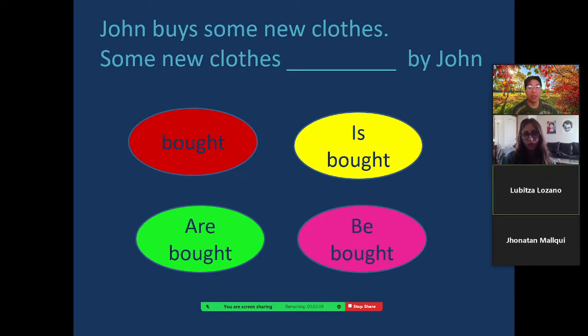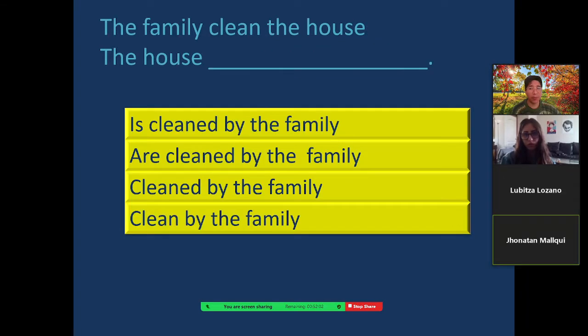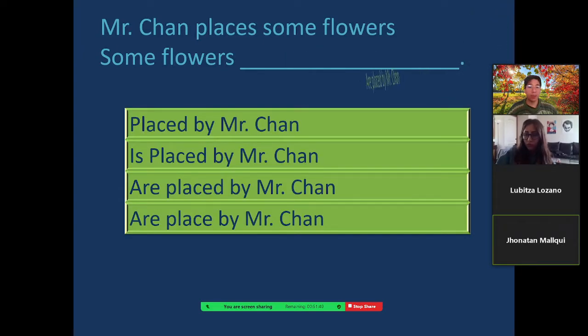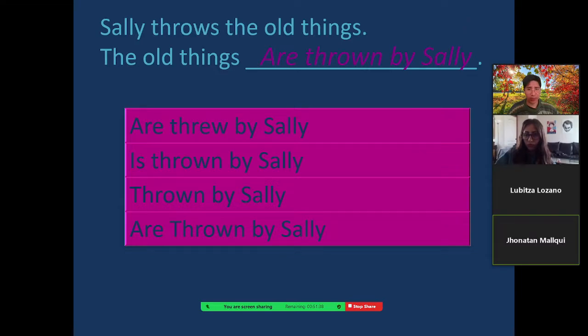John buys some new clothes. Some new clothes are bought. Okay, we can skip some examples. Here, the family cleaned the house. The house is cleaned by the family. Okay, so we're going to skip some examples because I consider that you know, but I'll share the presentation.